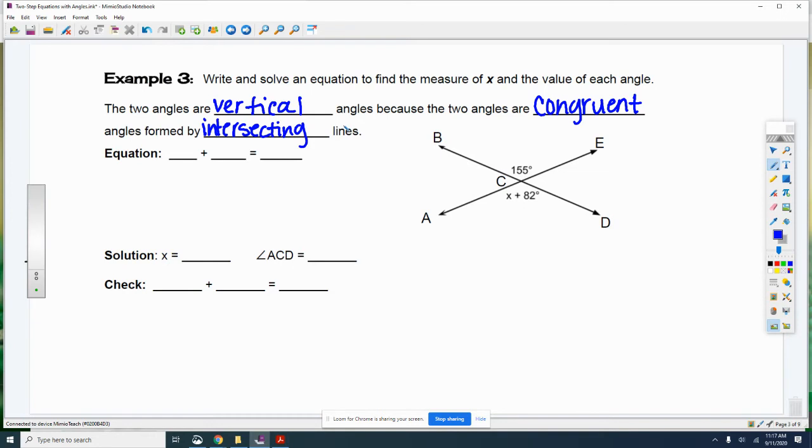Okay, so these two lines intersect, they cross each other. And 155 and the x plus 82 have to equal each other. So I have this one right here, this x plus 82 has to equal this 155. And it's just a one-step equation.